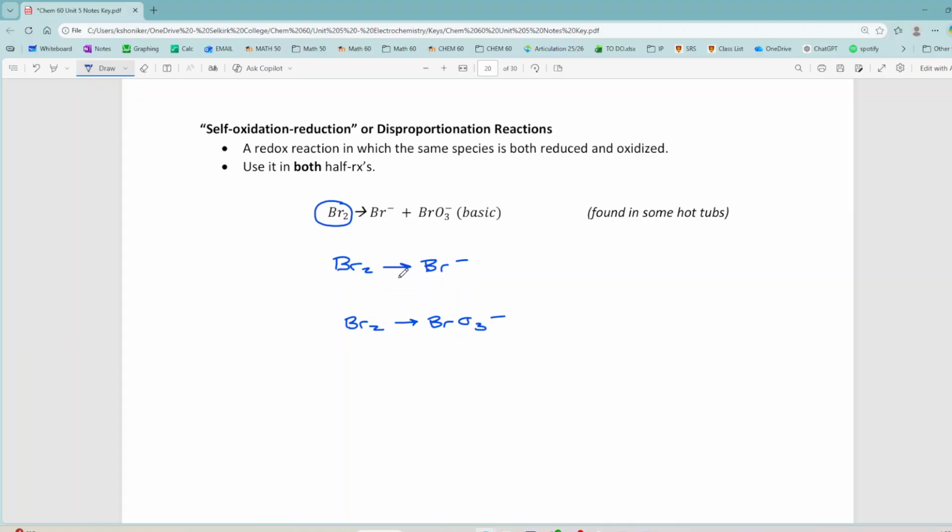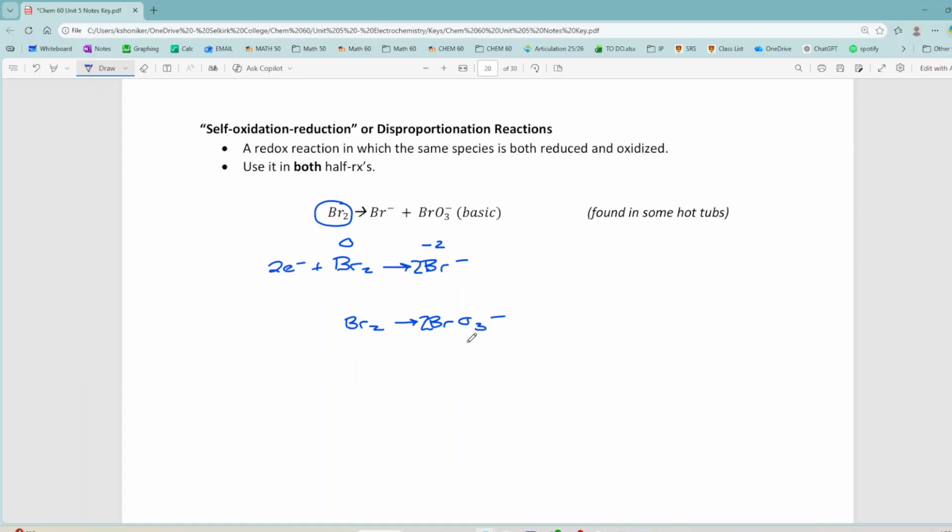So this first reaction I'm going to balance for Br, put my 2 there. Then I'm going to balance for charge, so this is 0, this is minus 2, because I'm going to add 2 electrons on the left-hand side. And then for my bottom reaction, I'm going to balance my Br. So I'm going to put a 2 here.